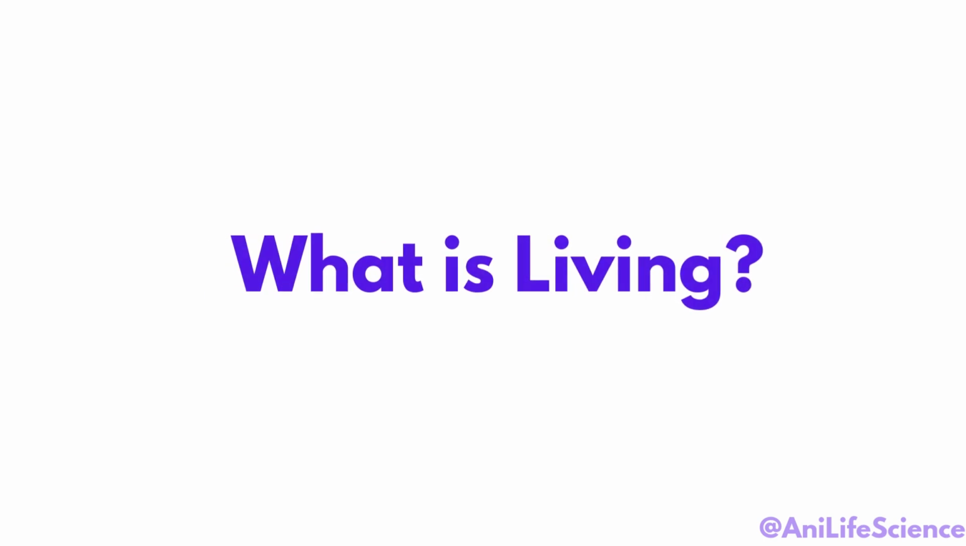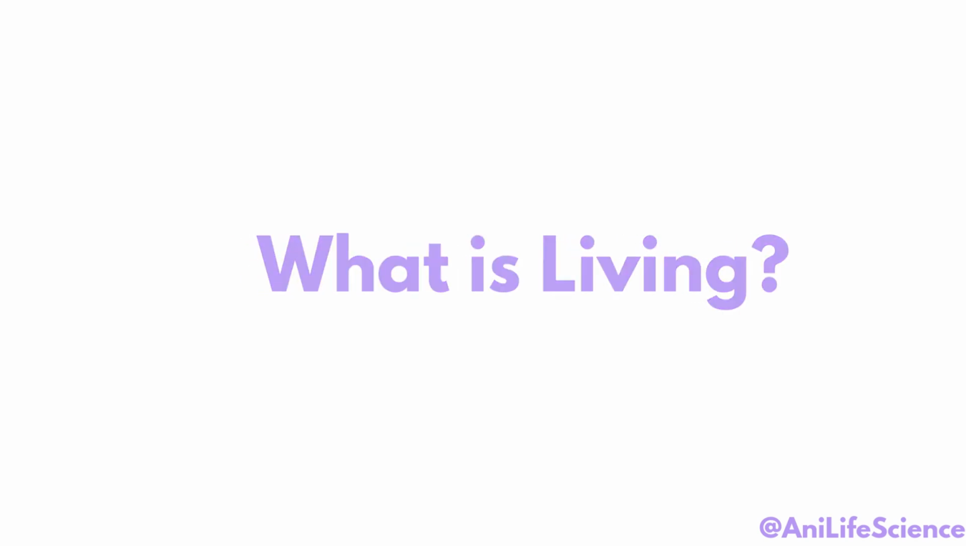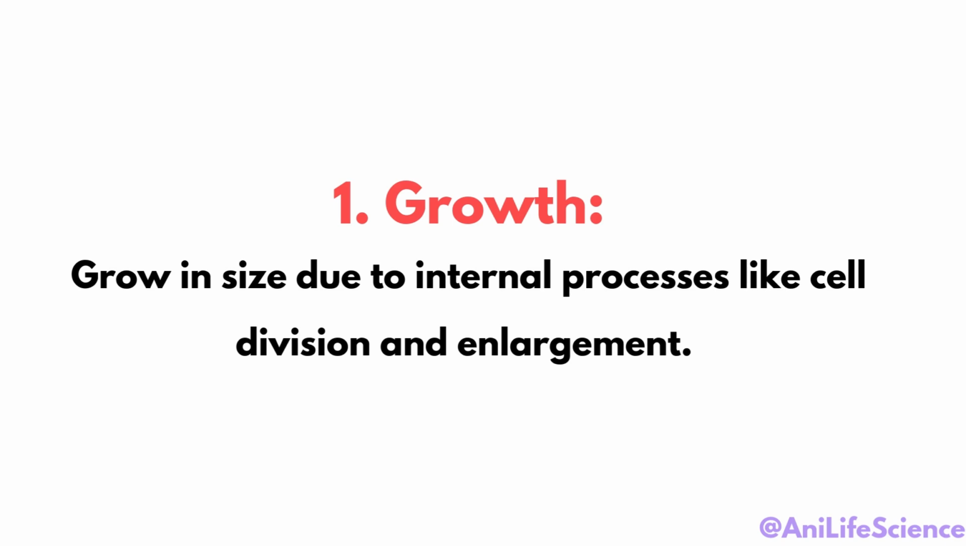What is living? Living organisms exhibit unique characteristics that distinguish them from non-living things. Let's explore these traits step by step. First, growth. Living organisms grow in size due to internal processes like cell division and enlargement. For example, plants grow taller and animals increase in size as they age. This internal growth is a defining feature of life.